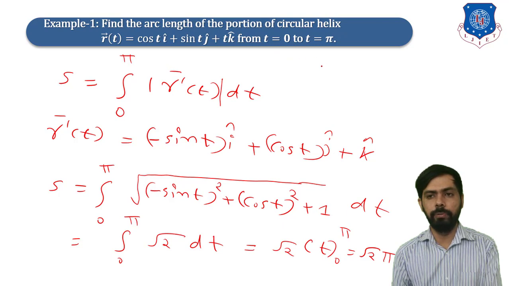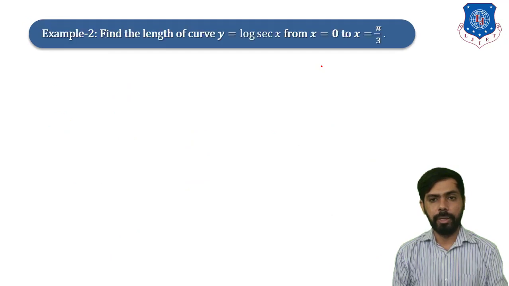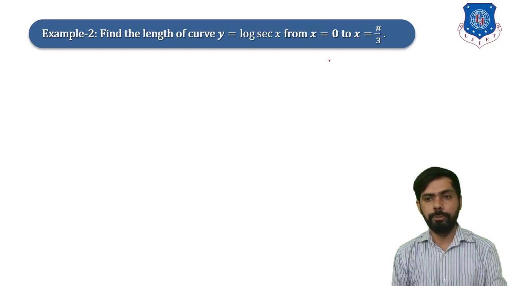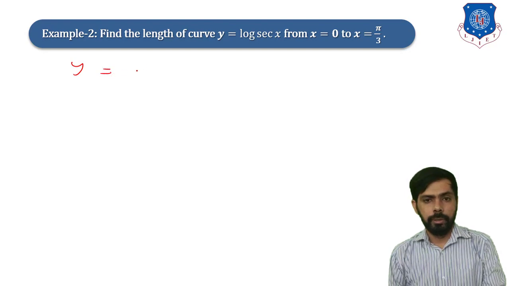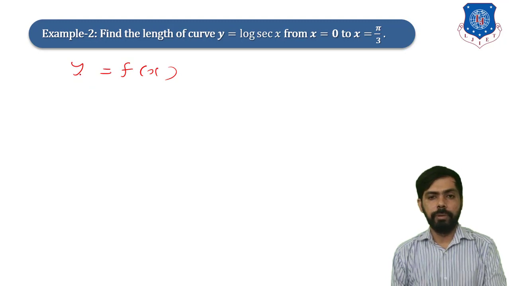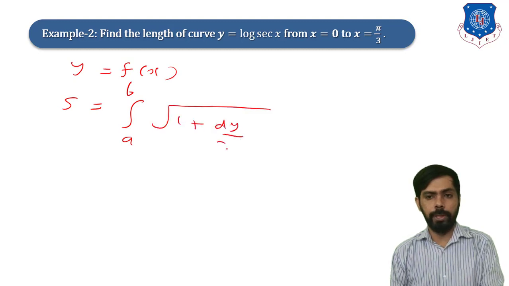Now let us discuss the next example related to arc length: find the length of the curve y equal to log sec x from x equal to 0 to x equal to pi by 3. Here the given curve is y equal to f of x. Whenever the given curve is of type y equal to f of x, the formula for arc length is different. The formula will be S is equal to the integration from a to b of the square root of 1 plus (dy by dx) whole square dx.